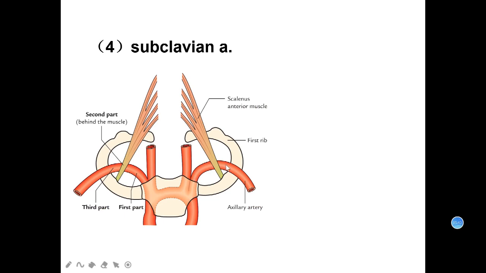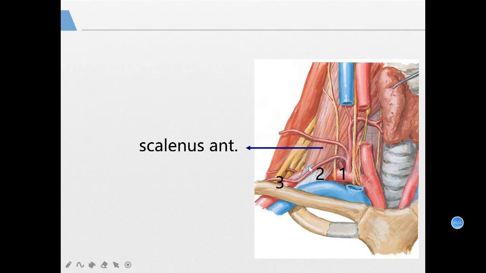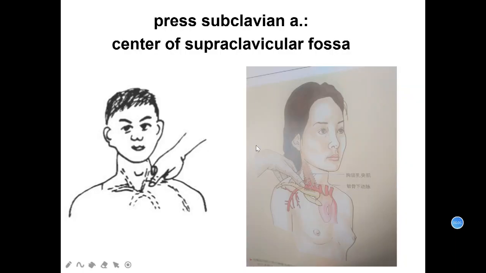This is the subclavian artery. The subclavian artery goes here. Then lower is the axillary artery. This is a boundary. Now look at this muscle. It's a very important muscle in the neck. This is the scalenus anterior. This artery, the subclavian artery, is divided into 1, 2, 3 parts by the scalenus anterior. This is to stop the bleeding of the subclavian artery. So look at it, press the subclavian artery from the center of the supraclavicular fossa. Here.